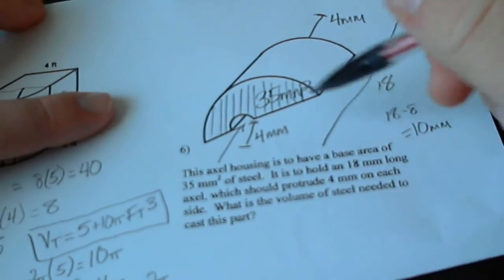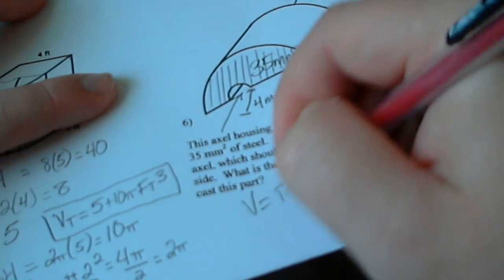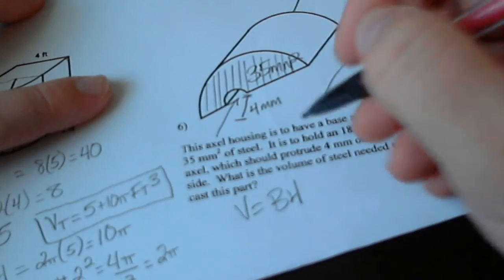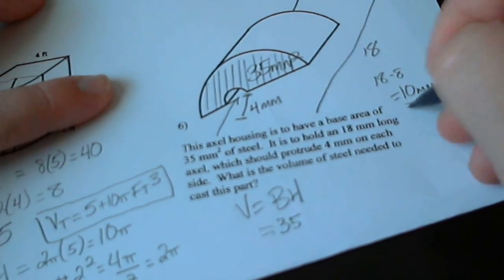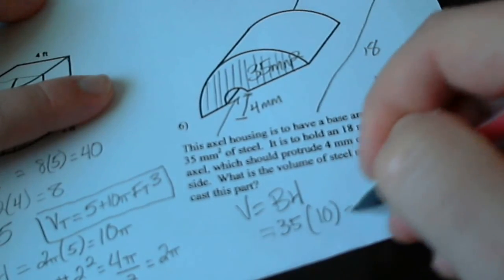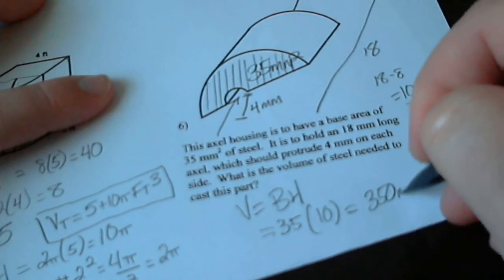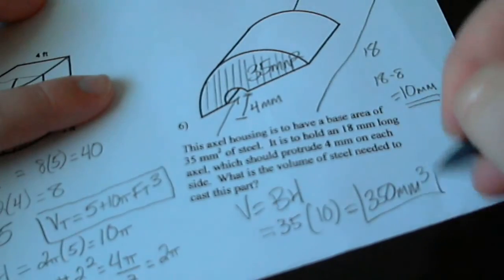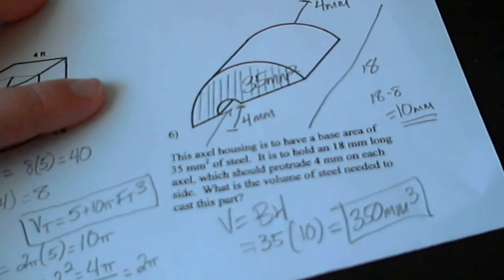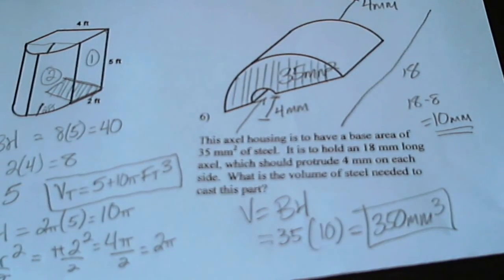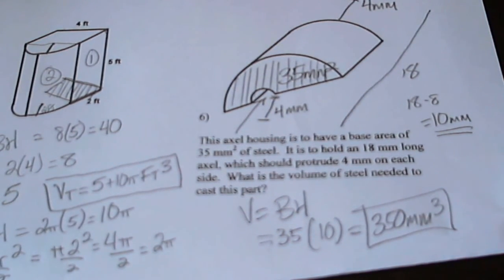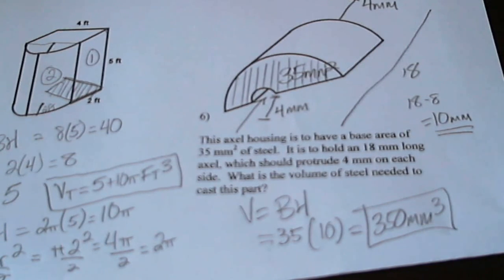So there's our volume right there. Remember, volume is equal to base area times height. Base area they told us, which was 35. And the height, we just figured it out, 10 millimeters. For a final answer of 350 millimeters cubed of steel to cast this part. If there was anything on volume that you missed or needed to watch again, make sure you go back and watch that part. And that concludes lesson 20.